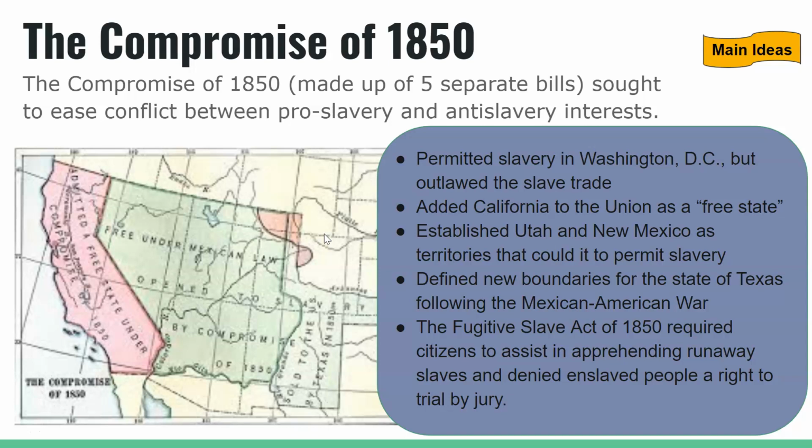It permitted slavery in Washington, D.C., but at the same time outlawed the slave trade there. Added California as a free state. It gave Utah and New Mexico territories popular sovereignty to decide if they would become free or slave states. It redefined the boundaries of Texas following the Mexican-American War. And lastly, established the Fugitive Slave Act of 1850.